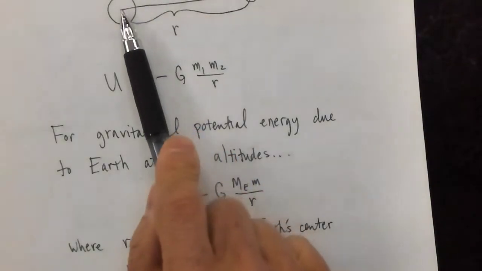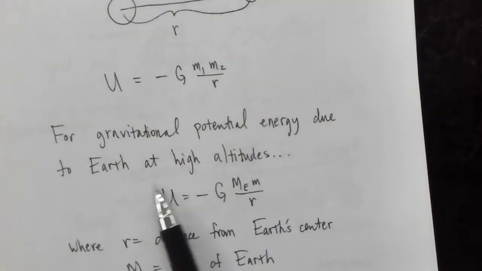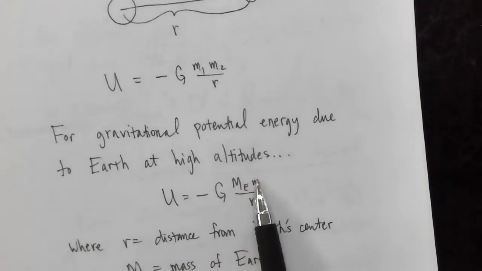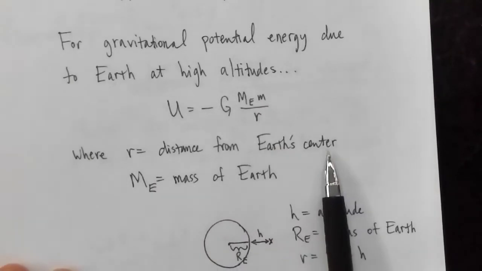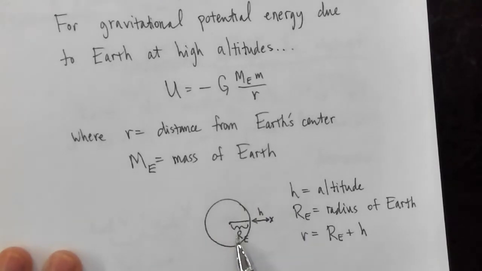So now if one is the Earth, the other is some small mass, then in that case, it would just be minus G M_E for Earth times the small mass divided by r. So r, remember, is the distance from Earth's center, and M_E is the mass of the Earth.